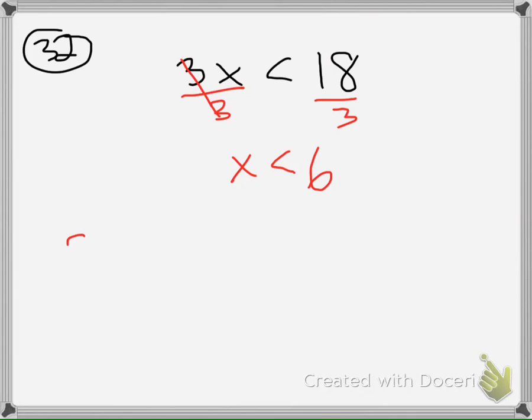So it can be 5, 4, 3, 2, 1. It can be 0. It can be -1, -2, and so on. Okay, those are all the options for x.